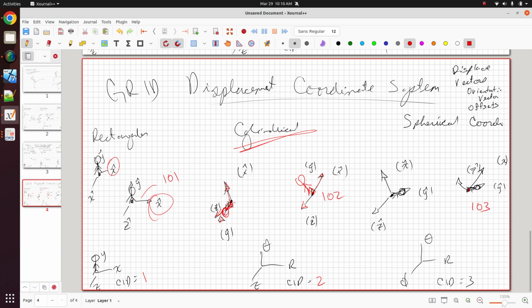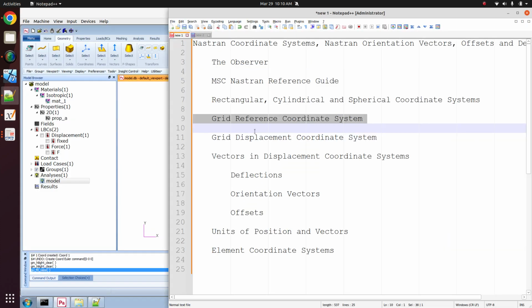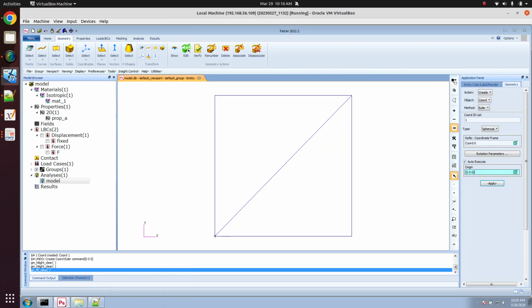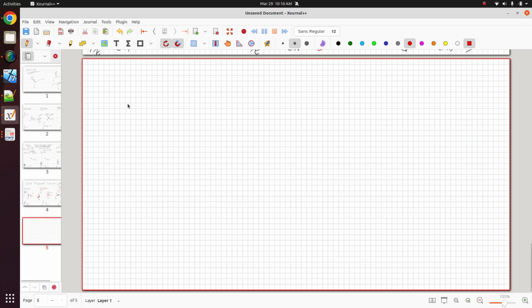So here I'm using a stick figure to represent all these different observers that you're creating. And again, it's from these observers' perspective that you're going to be observing the displacements, vectors like orientation vectors and offsets. Okay then, let's go ahead and go on to the next section. This is where we get to talk about vectors. So let's go ahead and jump to the next page.